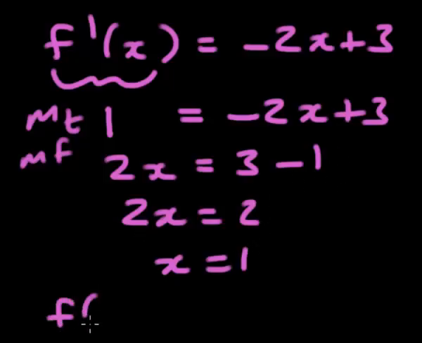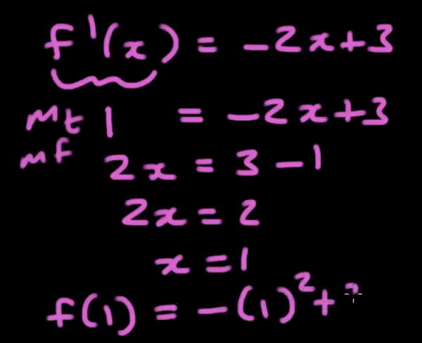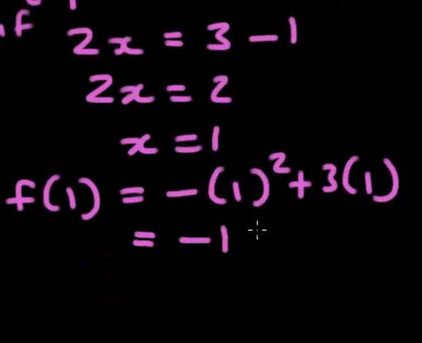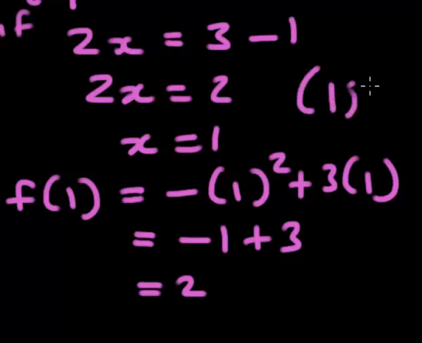And then if you work out f of 1, that would be negative 1 plus 3. Go to the original equation of the parabola, and let's see what our y value is here. Negative 1 plus 3 is 2. So in other words, the point of tangency is x is 1 and y is 2.